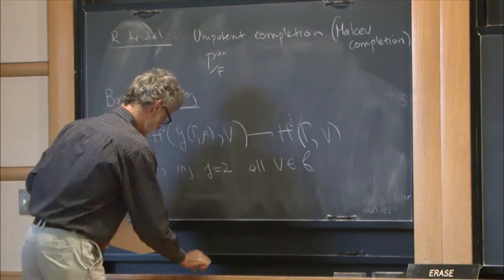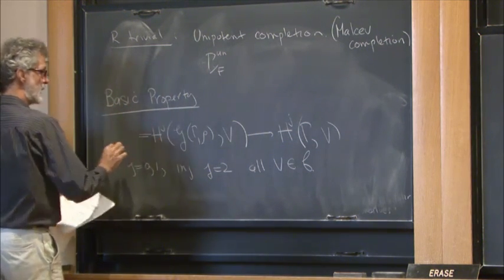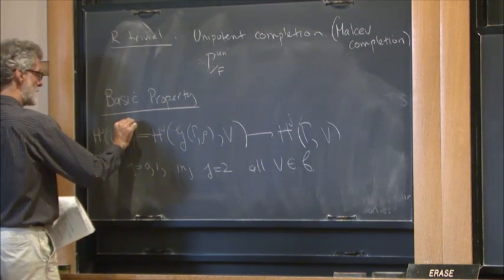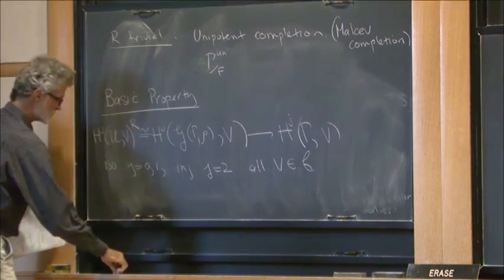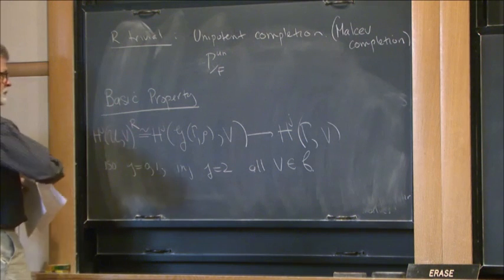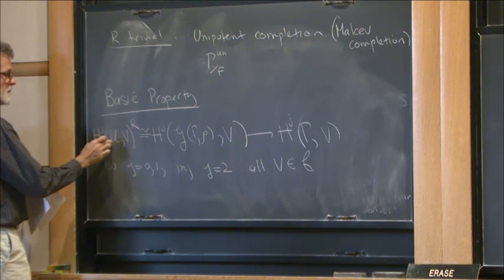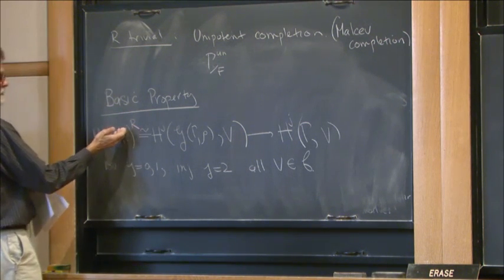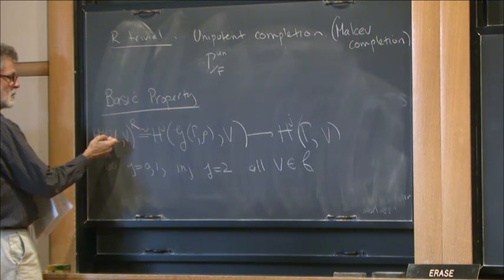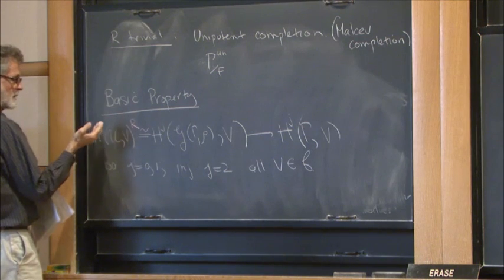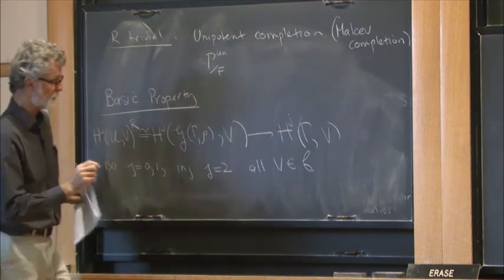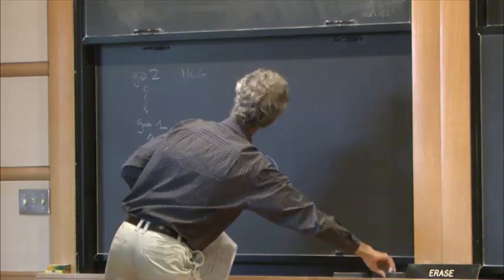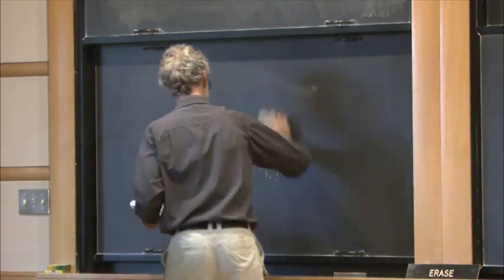And standard facts about cohomology of these groups tell you that this is the same as the cohomology of the unipotent radical, and you take R invariants. Just a quick remark: this is going to tell us a lot about the unipotent radical, because for a unipotent group, everything is determined by its H1, its H2, and the various cohomology operations between H1 and H2. So this is going to allow us to get some understanding of what this completion is.